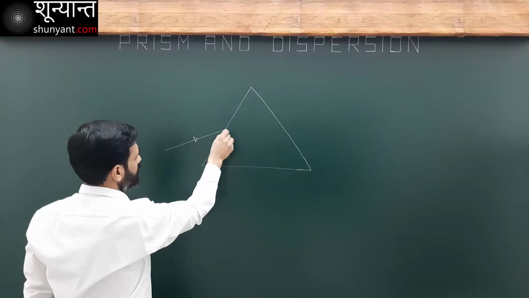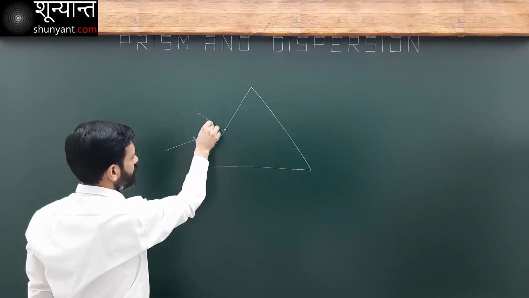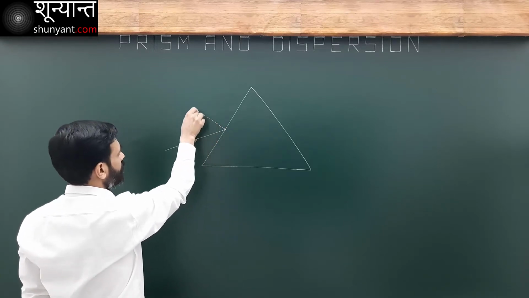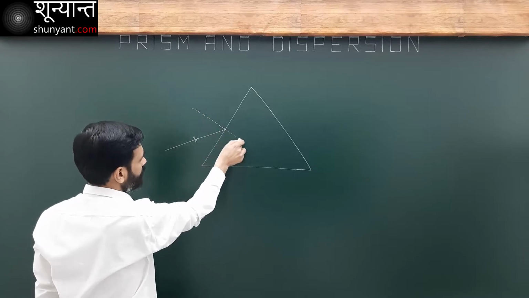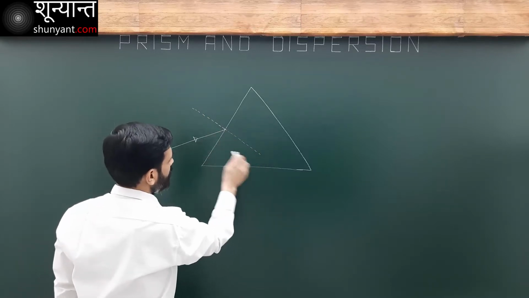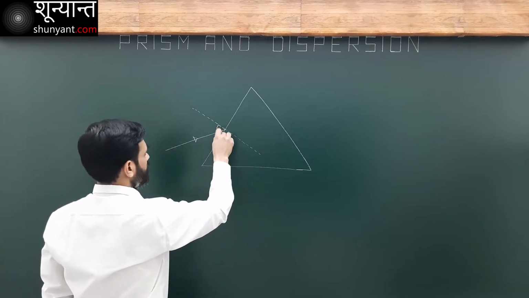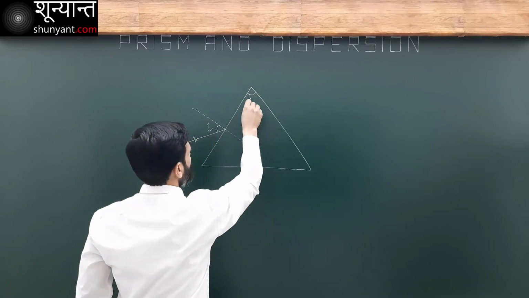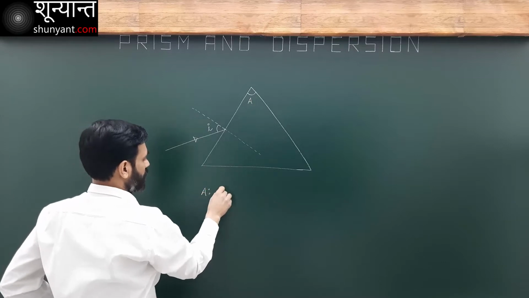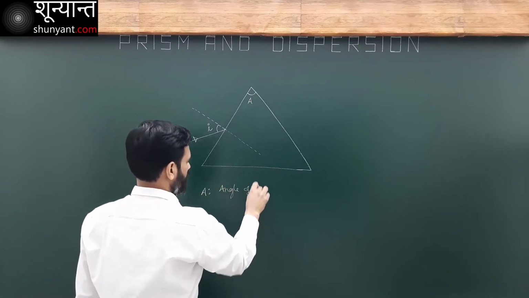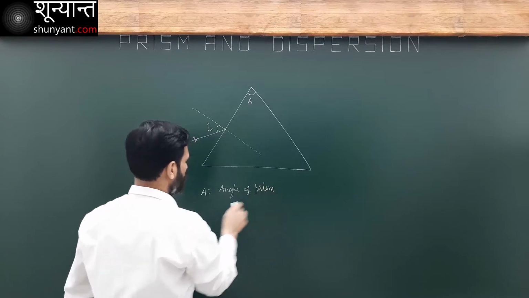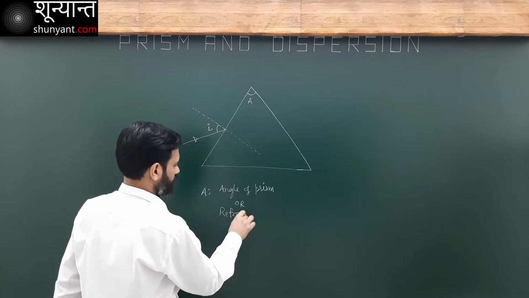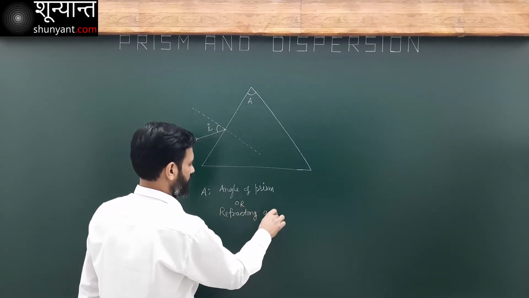It is incident like this. This is my normal here. Let me draw it this way. Now this is the normal. This is my angle of incidence. This angle A is called the prism angle, the angle of prism, or it is also called the refracting angle.